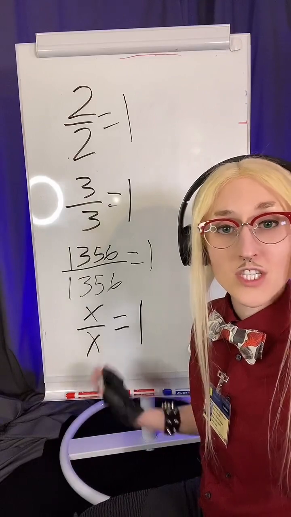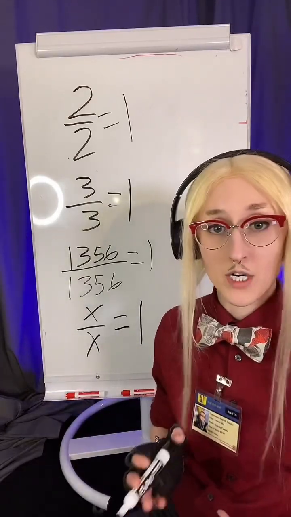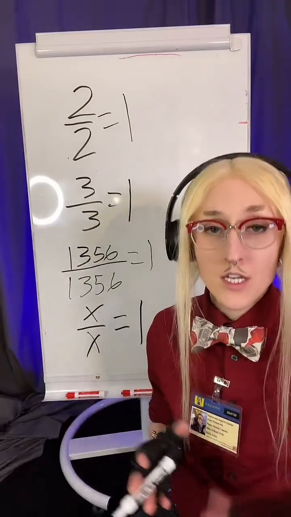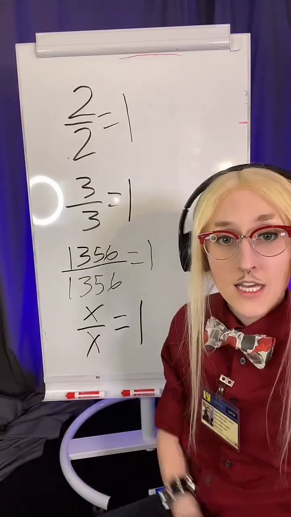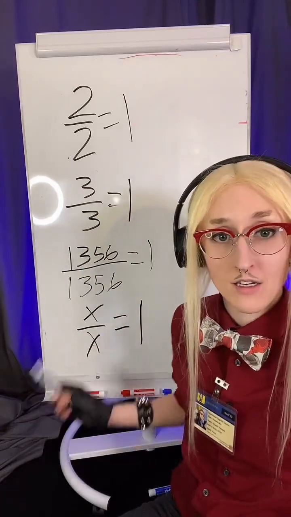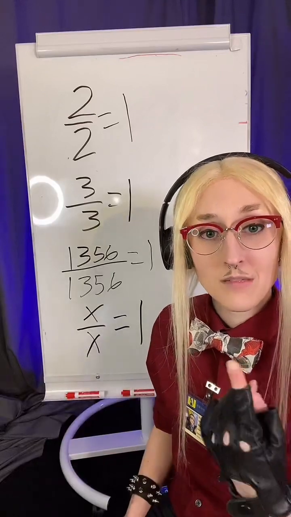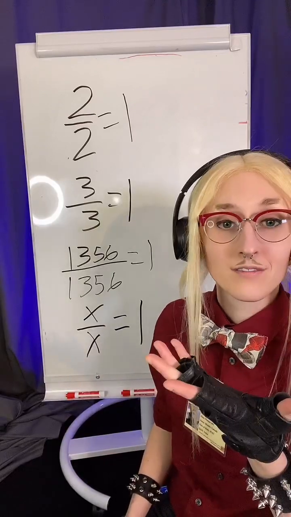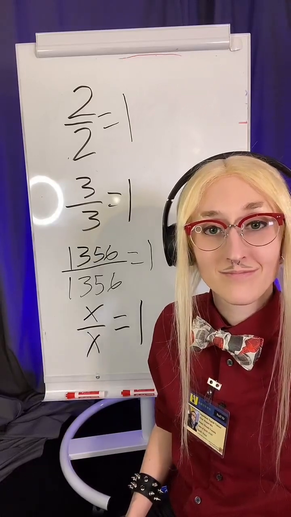This x is just standing in place for something else. It is a number. It's some number. It could be 2. It could be 1,356. It could be 5. We don't care. But as long as it's itself over itself, it is simply 1. That's all.